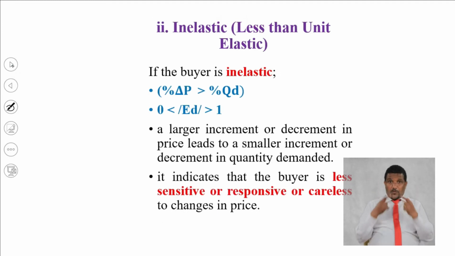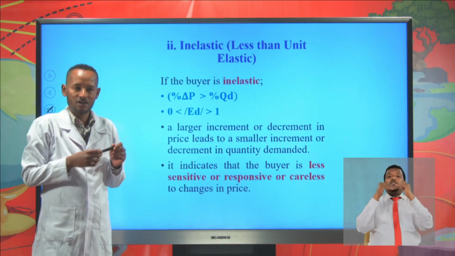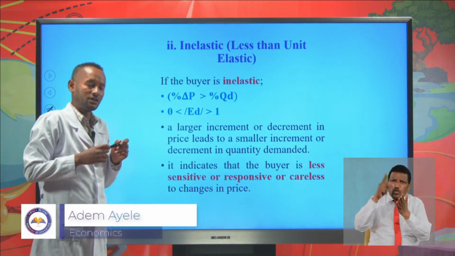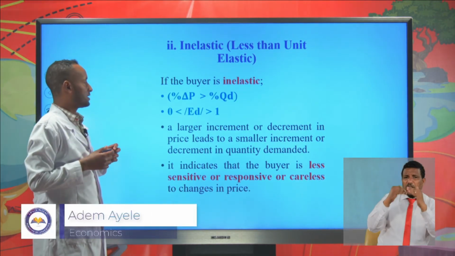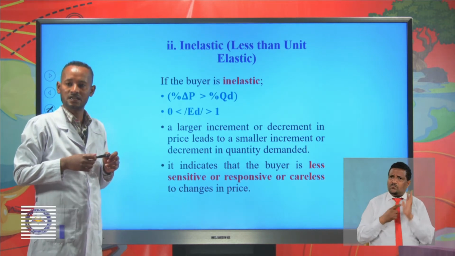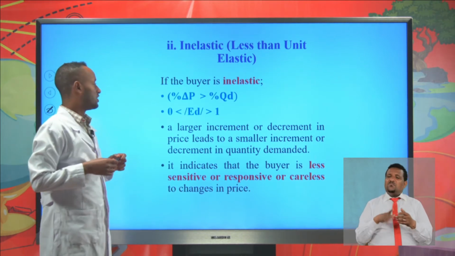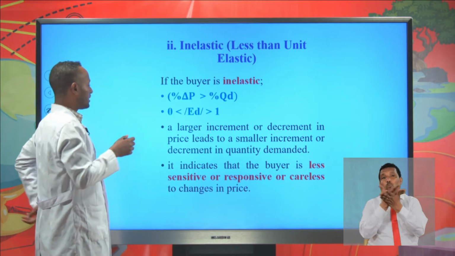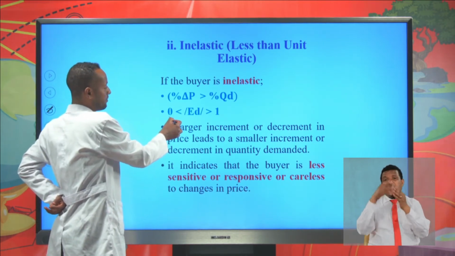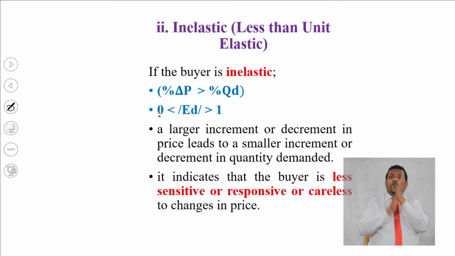Now let's see the inelastic range of price elasticity of demand. The buyer is said to be inelastic if the percentage change in price is greater than the percentage change in quantity demanded. That means even though there is a higher change in the price of a commodity, if the resulting change in quantity demanded is too small, then the buyer is said to be inelastic, indicating that he is less sensitive, less responsive to changes in price, or simply careless to changes in price. Mathematically, after calculating the price elasticity of demand, if you get a value that lies between 0 and 1, then you can conclude that the buyer is inelastic.